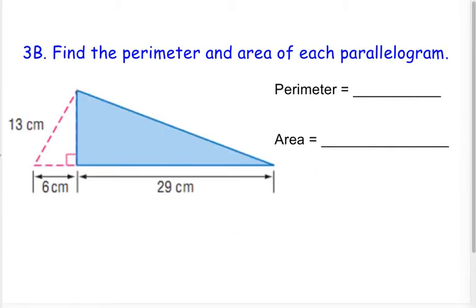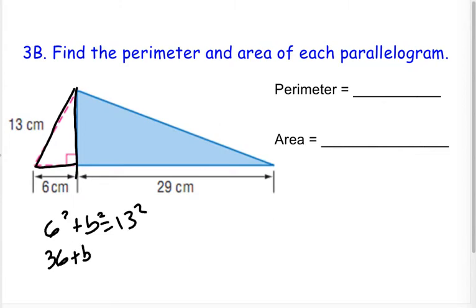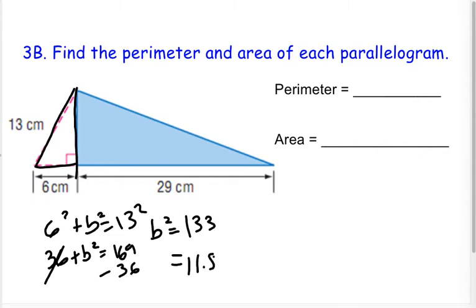So perimeter and area here: 29, I know that this is 16, this is 13, I don't know what this is. 6 squared plus b squared is going to equal 13 squared. So that's 36 plus b squared equals 169. Subtract 36. So b squared is equal to 133. That's not a perfect square, so we've got to figure out a workable decimal for that. So 11.53. I'll take that as 11.53.